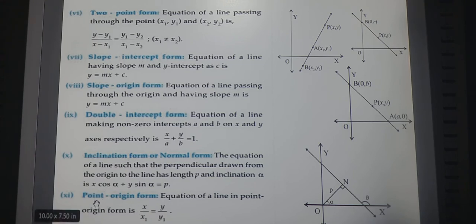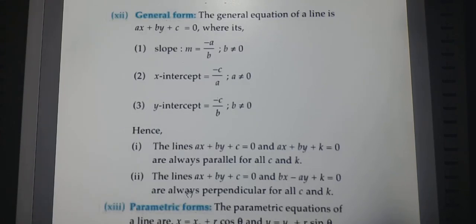Next is the point-origin form. The equation of a line in point-origin form is x upon x1 equals y upon y1. Then the mostly used form is the general form. The general equation of a line is ax plus by plus c equals 0, where, when we have to find the slope of a line from the general form, we have to remember m equals minus a by b, that is, coefficient of x upon coefficient of y.